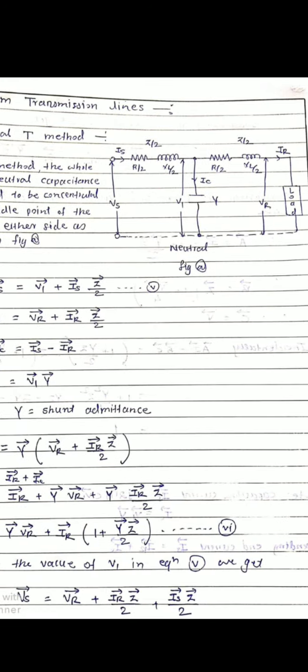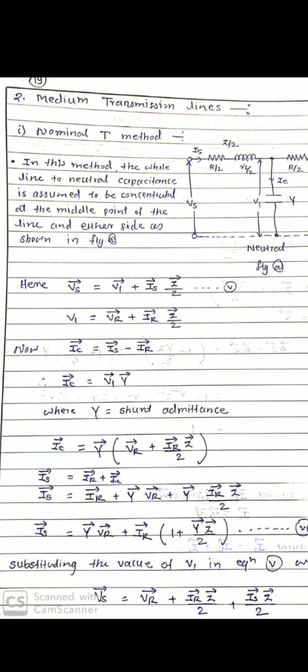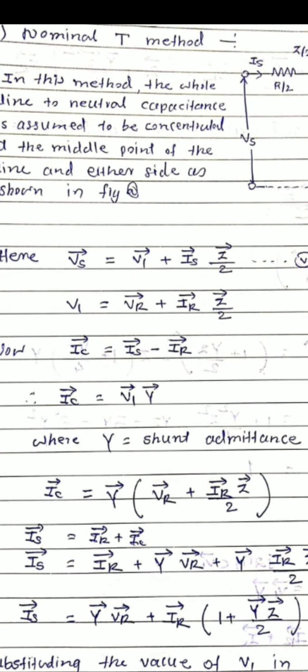So what are medium transmission lines? We have to know that. Here also we just observe the diagram, and from that diagram you can conclude that Vs is equal to V1 plus Is into Z by 2. Call this equation number 5. Then V1 is equal to Vr plus Ir into Z by 2.